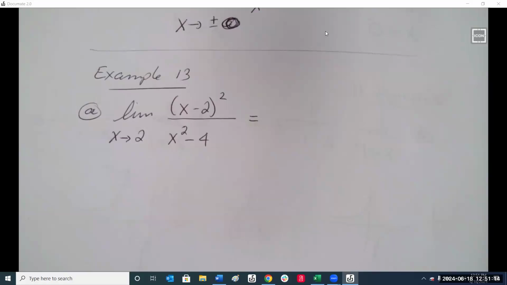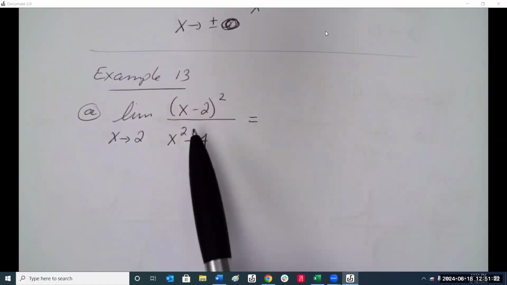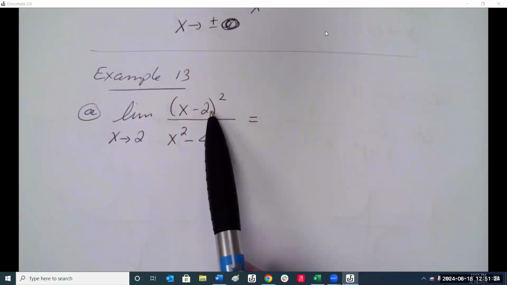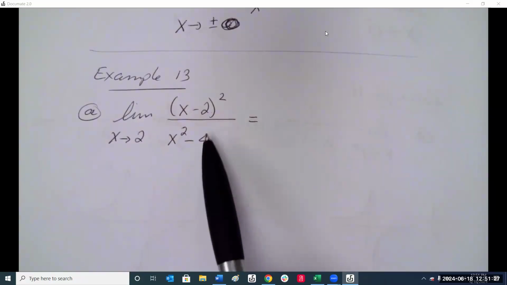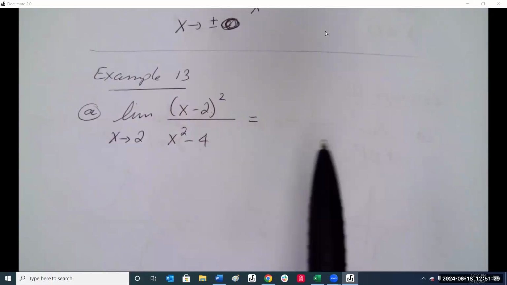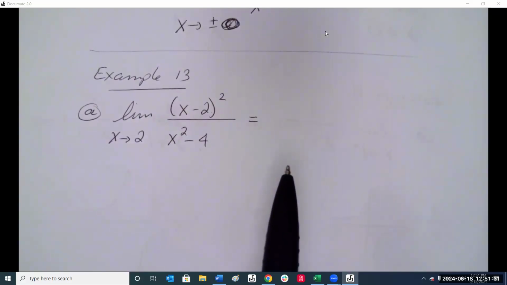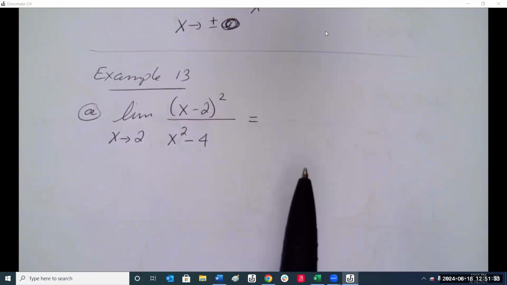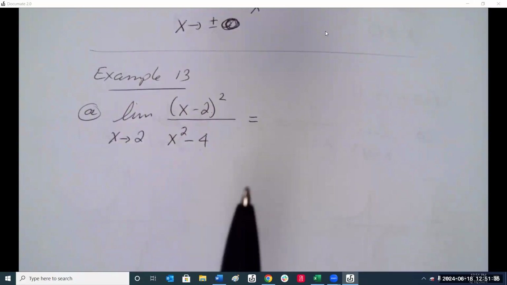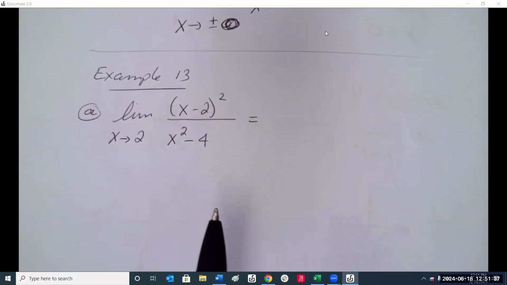Anybody just plug in the number? If you plug in 2, what happens? Just 0? What happens on top? What's happening on the bottom? It's 0 over 0. You can't just say it gets 0. Sorry, it's 0 over 0. If it's 0 over 0, what does that tell us we can do?